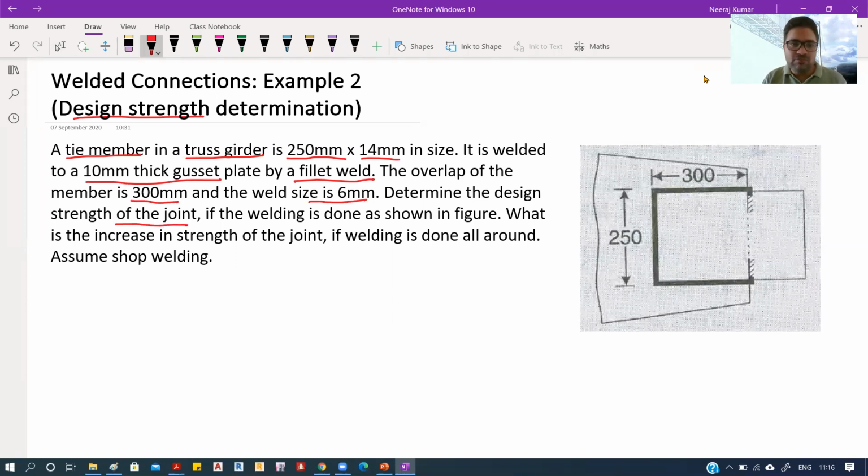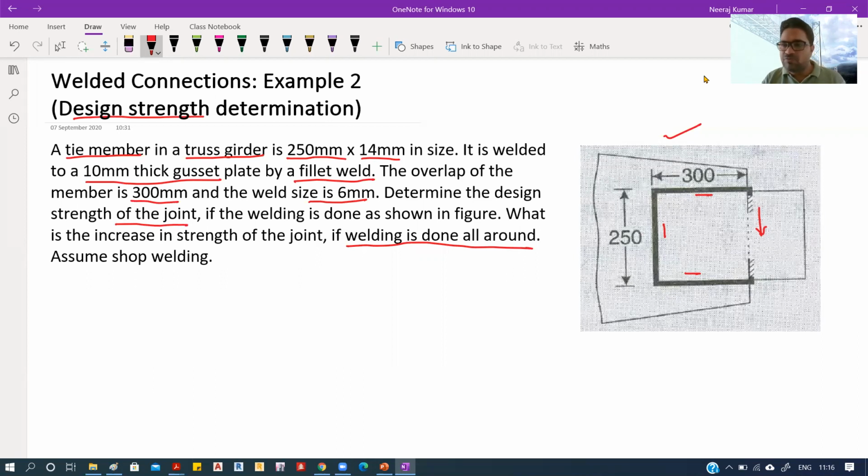And it says if the welding is done as shown in the figure. So here you can see the figure. There are two plates which are joined using the fillet weld. It also asks what is the increase in strength of the joint if welding is done all around. In the figure you can see welding is done on three sides, this side and this side. This side is not done. So it says, if we apply welding on this side also, then what will be the increase in the strength?